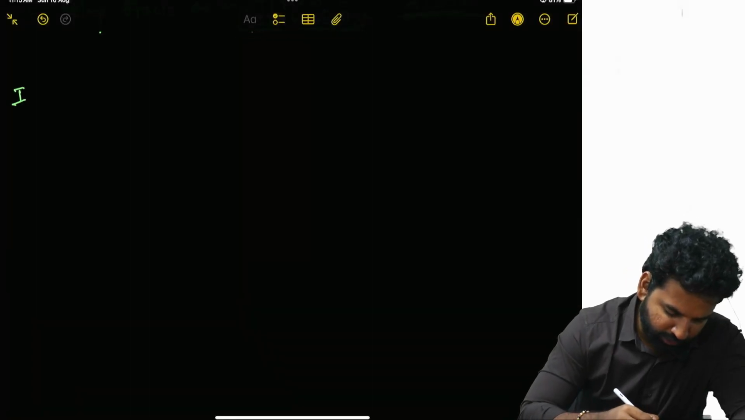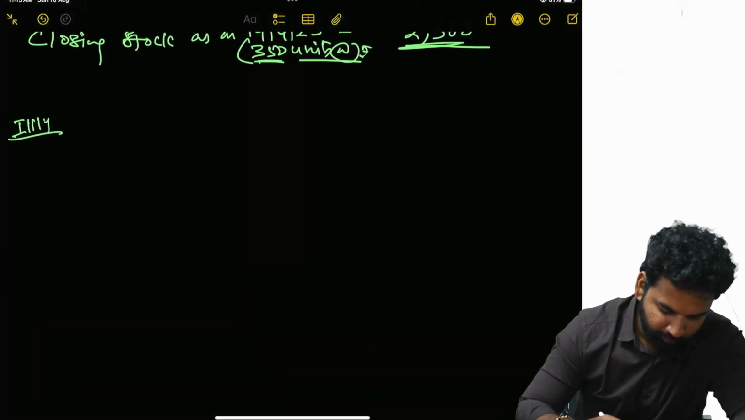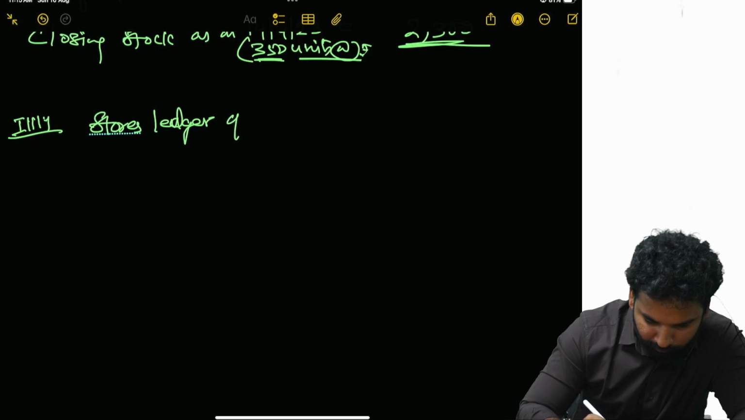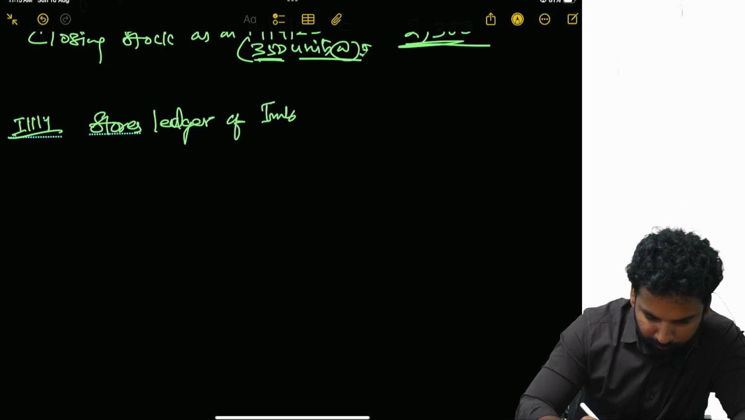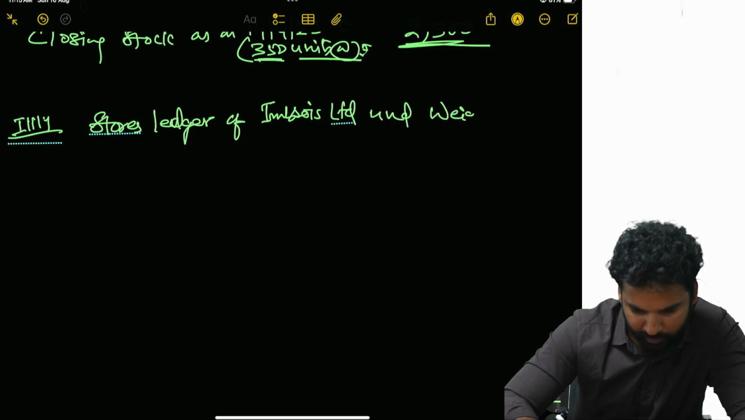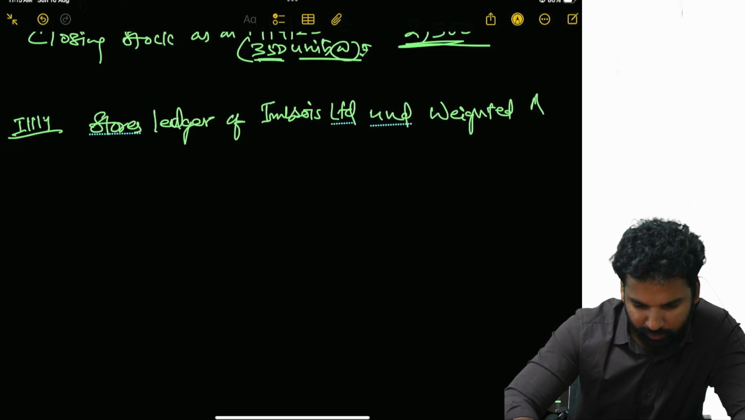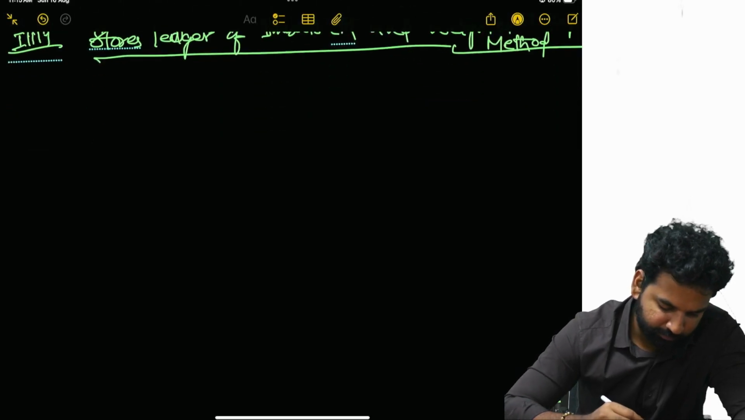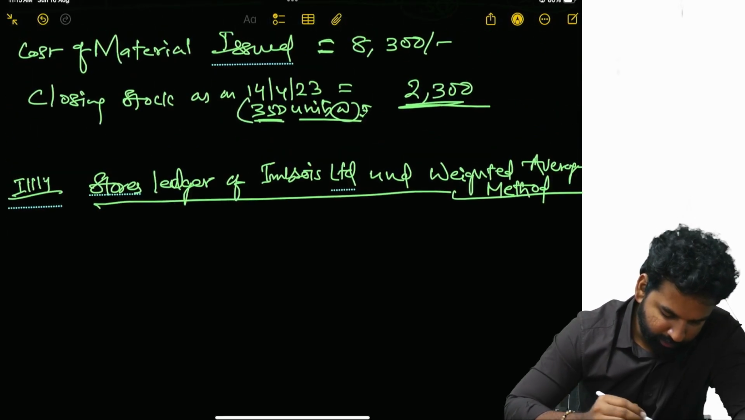Okay, illustration 14. Stores ledger, limited, under weighted average method. Okay, format is same. Date format is same.